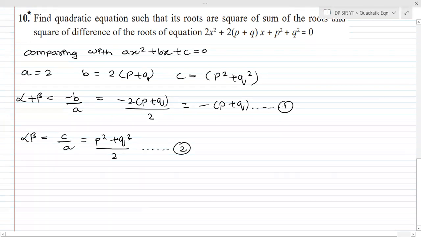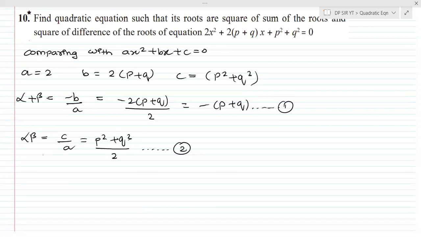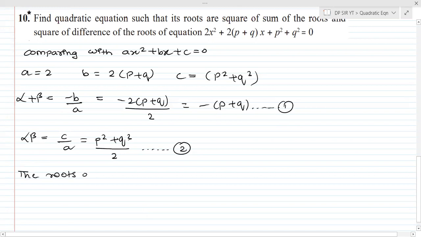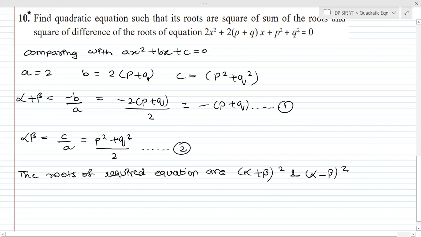Let this be equation number 1. Now the roots of the required equation are alpha plus beta the whole square and alpha minus beta the whole square. They have mentioned the square. Okay, so the roots of the required equation are alpha plus beta the whole square and alpha minus beta the whole square. Any queries? See, this is asked in the question.